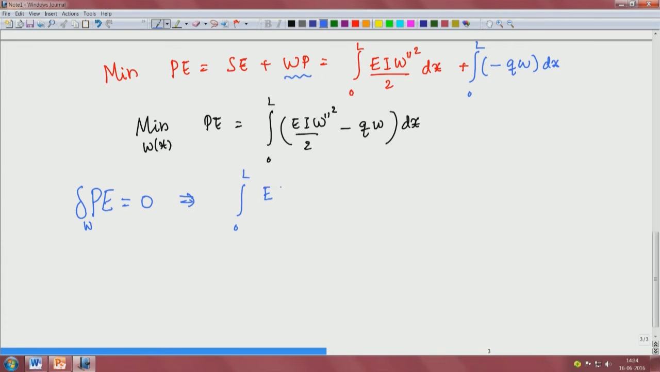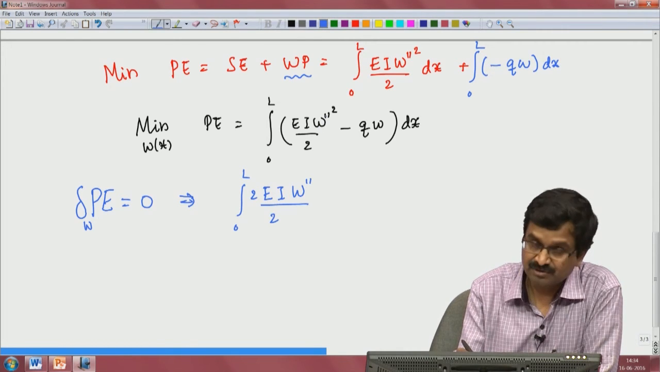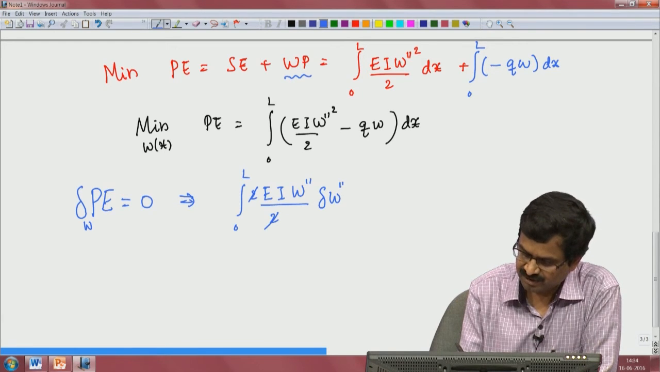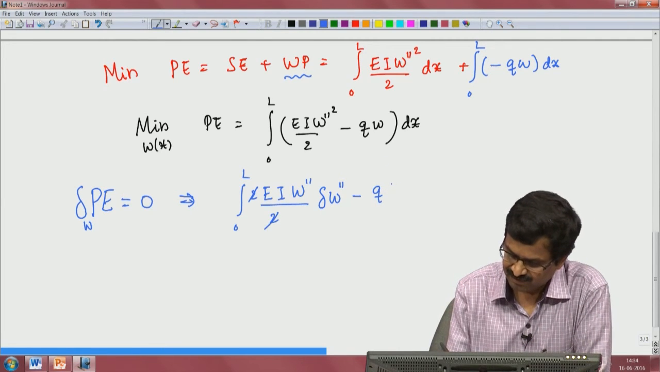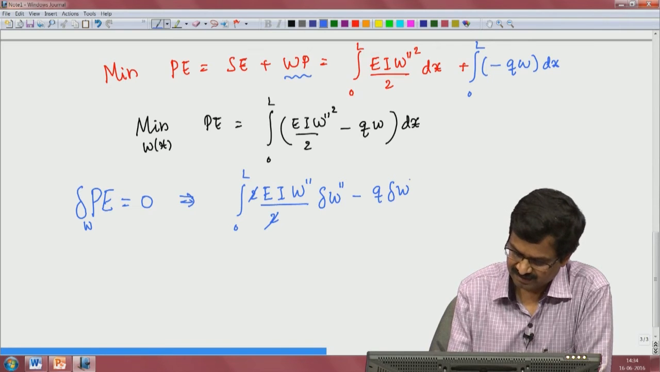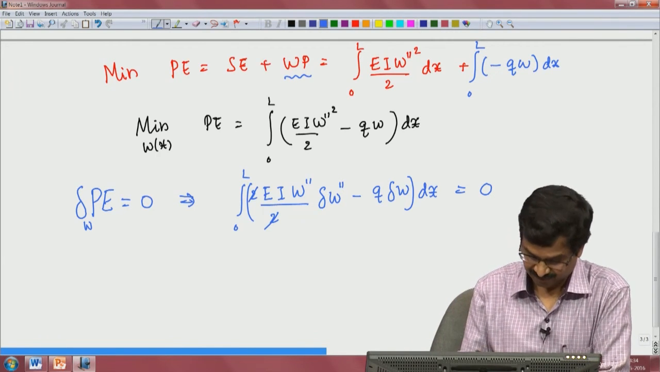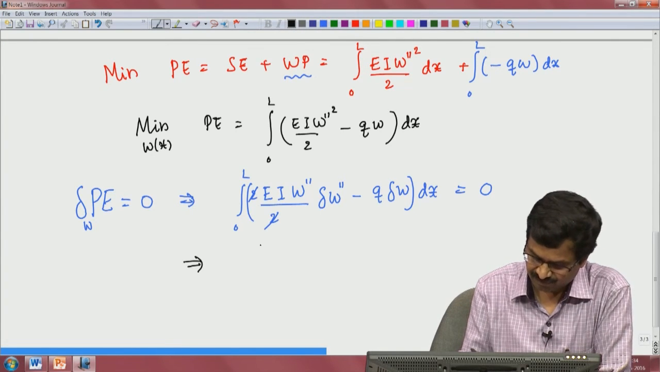So, that will become EI W double prime, this square and half will go away. And the 2 here and the 2 that you get, because of W double prime squared, will get cancelled into delta W double prime minus q, and then we are taking the variation. So, delta W will be there, this whole thing dx should be equal to 0.